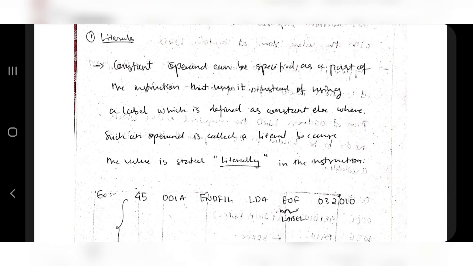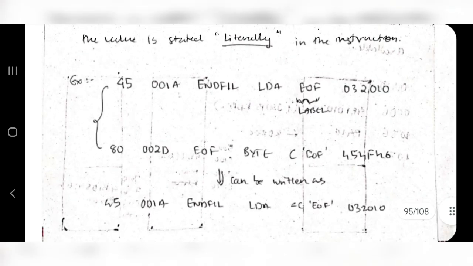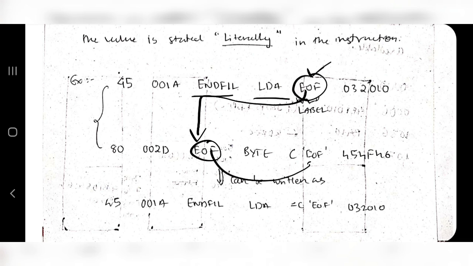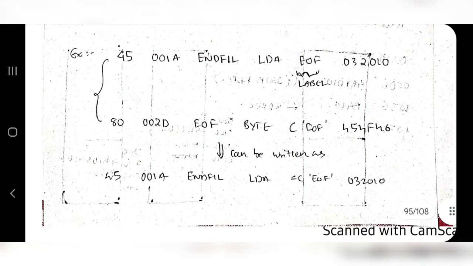So literals are the constant operands, which can be stated as the literal value itself. For example, if you see here, there is ENDFIL and LDA EOF, where EOF is a label. You will be finding out what value is stored at EOF and using that value. But directly also you can specify it by using the equal sign, =C'EOF'. Instead of just EOF, you will be writing =C'EOF'. So the EOF value will be substituted here itself.